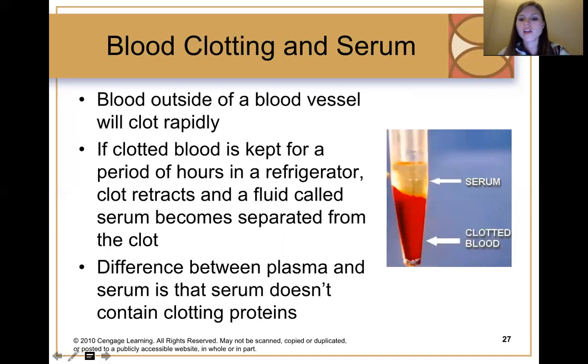So this picture just kind of shows you what that would look like. I know typically for my animal trials, we take blood samples and then we separate out the serum, and then the serum is what we use for our analyses. So this would be the clotted blood here at the bottom, and then what you have on top is the serum portion of that.